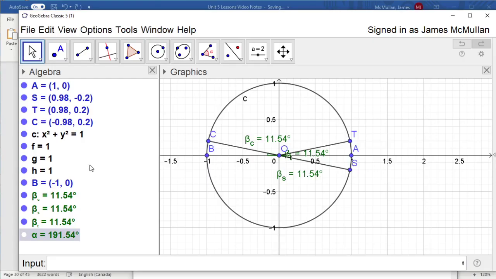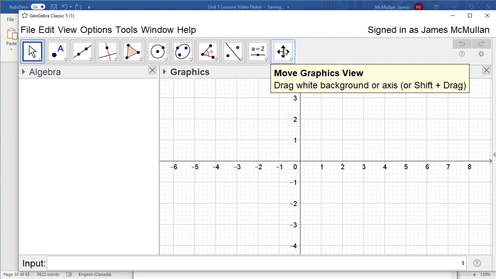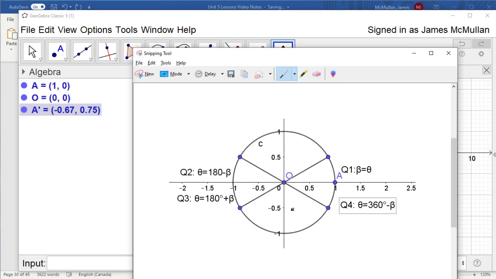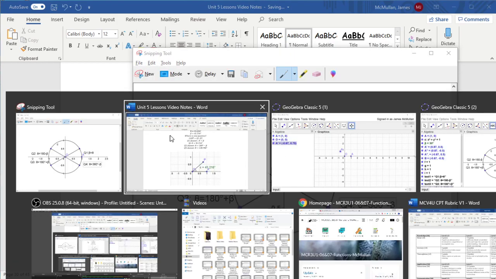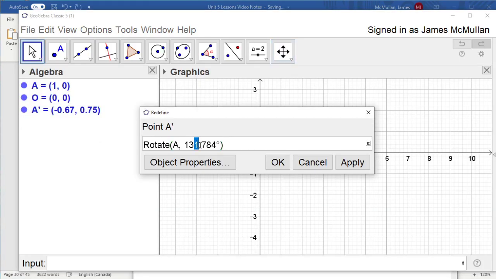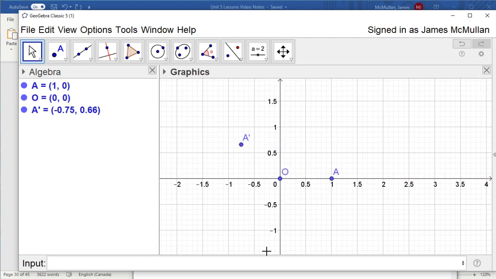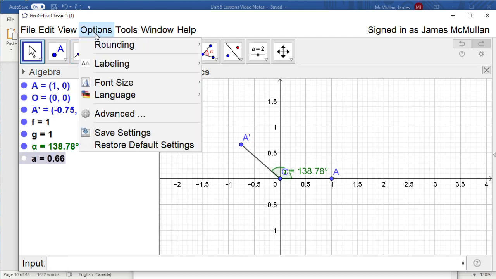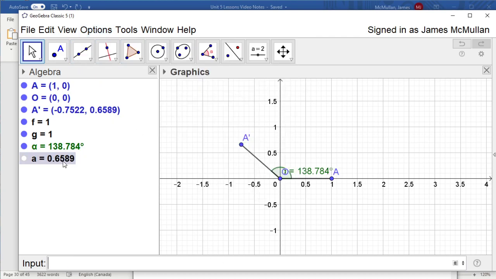Now one last time, we'll draw this and measure them to show that it's the same. A is (1, 0), O is (0, 0), and rotate A by 138.784 degrees. When I draw a segment from O to A and a segment from O to A prime, and measure the angle A O A prime, sine of alpha is exactly what the question said, 0.6589.